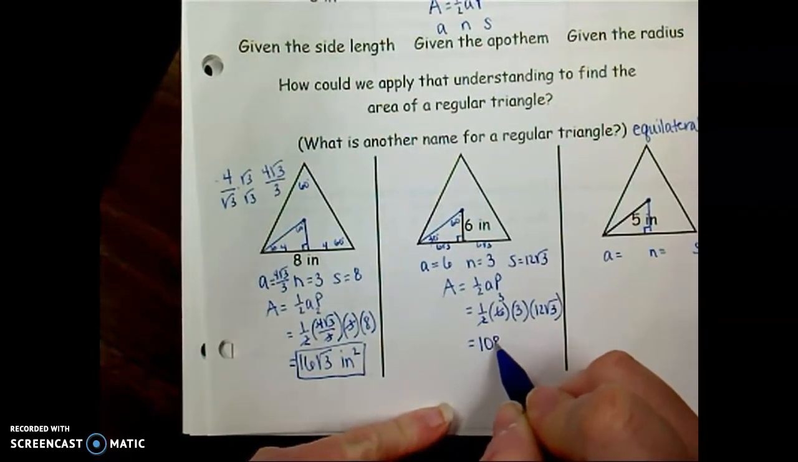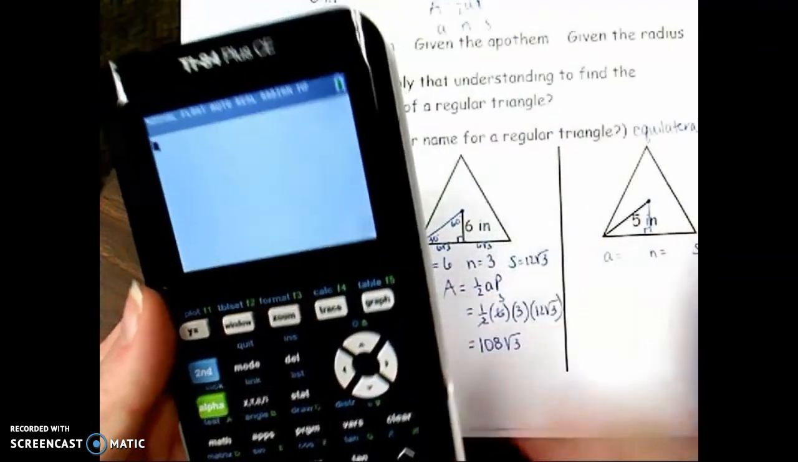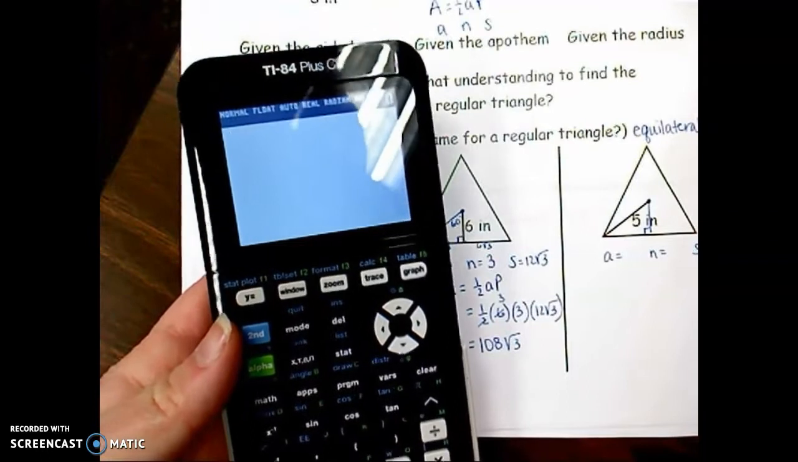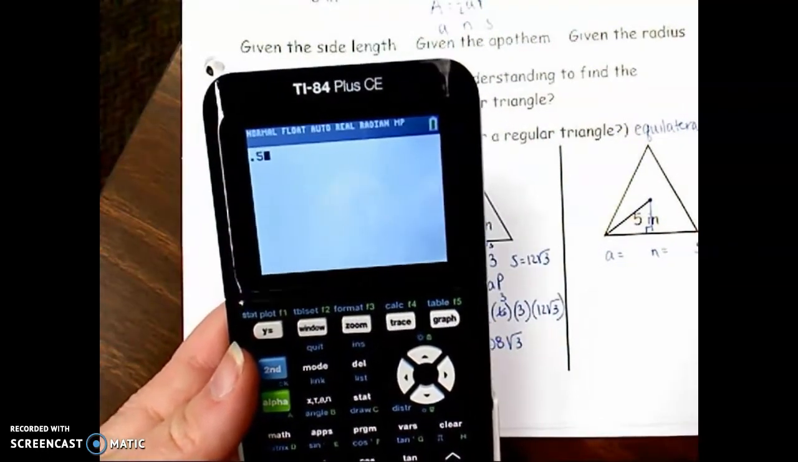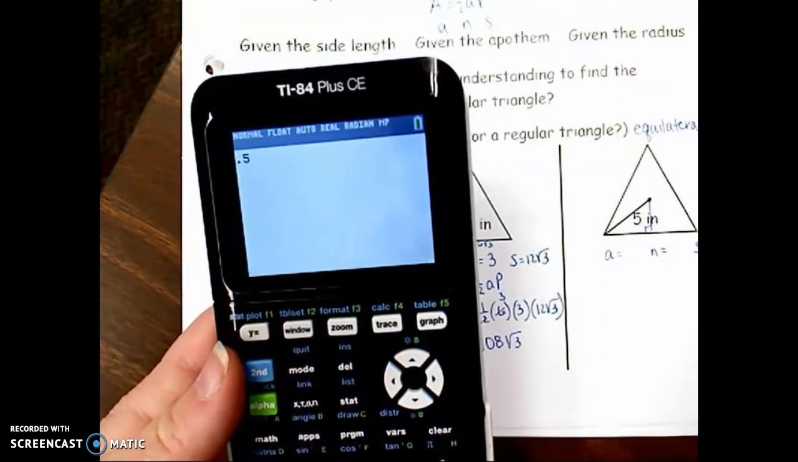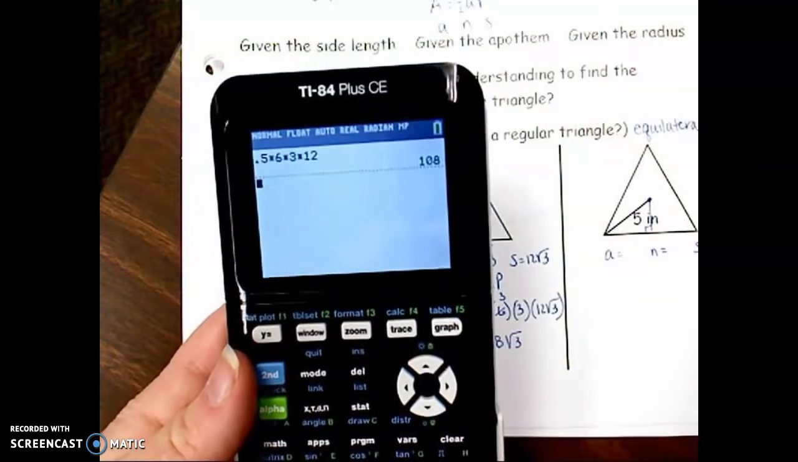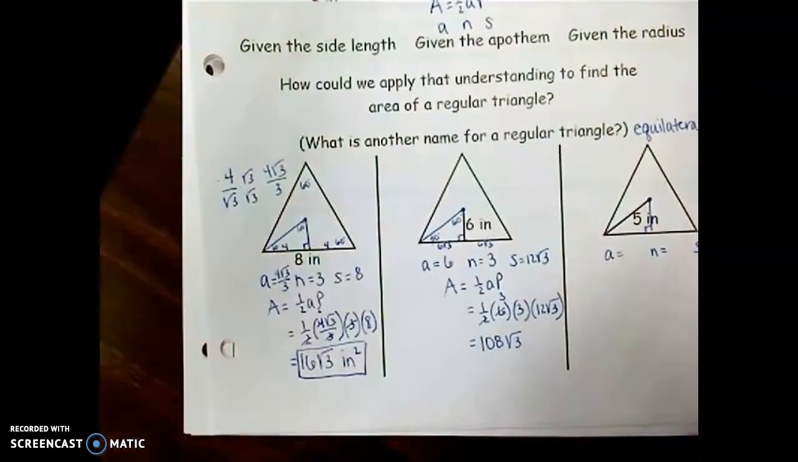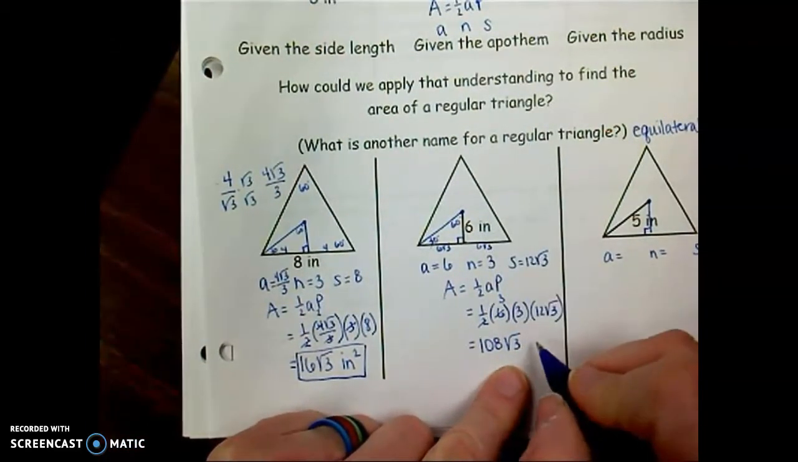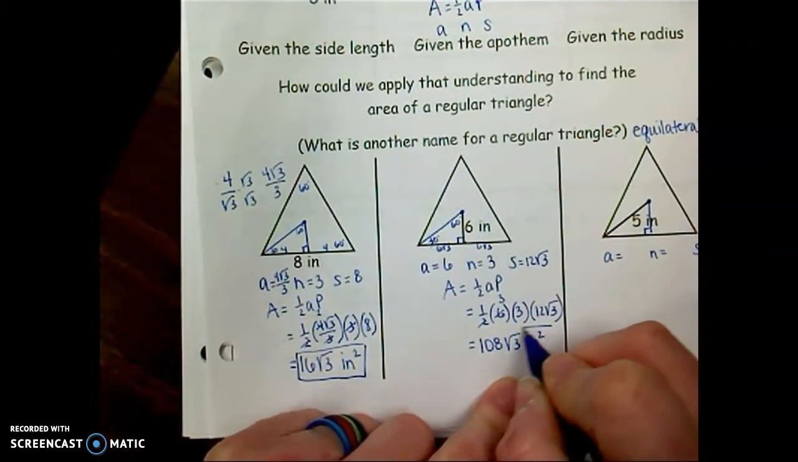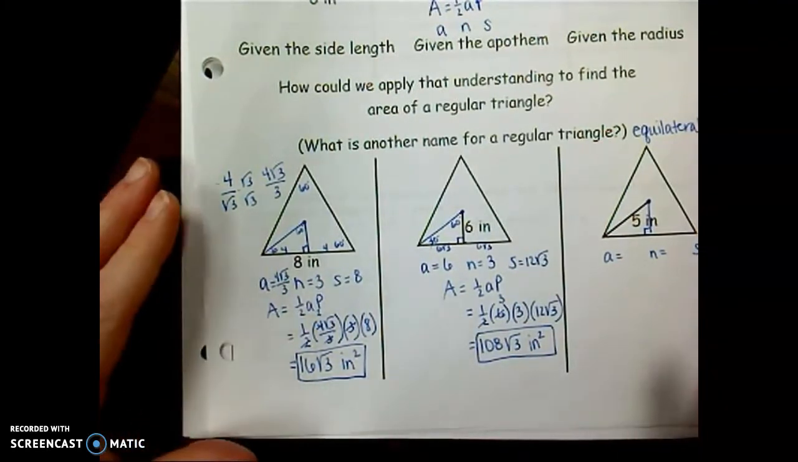So I did that in my head. We might want to check that in the calculator. We can easily do that. If you want to put the whole thing in your calculator, you certainly can. If mental math is not your thing, I would always put 1/2 in as 0.5. So you'd have 0.5 times 6 times 3 times 12. But looky there, Miss Hale was right, 108. Don't forget, again, the radical in your answer, and your units are always going to be squared for area. So 108 square roots of 3 square inches is our answer.